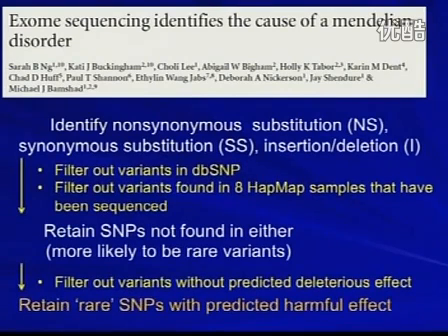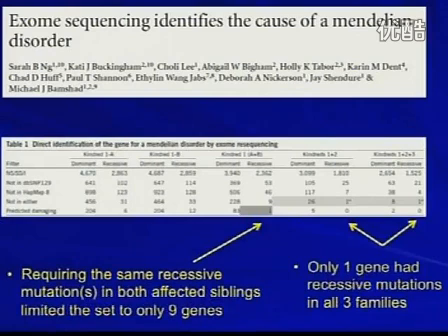They filtered out all variants that had been found in 8 HapMap samples, again with the idea that this is really rare. It's probably pretty safe to do this. We'll talk about whether or not that's a safe thing to do when you get to more common diseases. So they retained SNPs that weren't found in either because they figured those would be rare. Then they filtered out variants that weren't predicted to be deleterious. They were expecting this to be enough to cause the disease. Okay? So they hoped that they would only be retaining rare SNPs with predicted harmful effects.